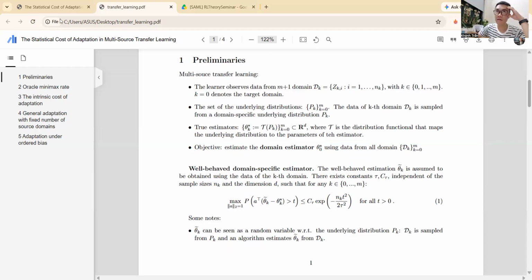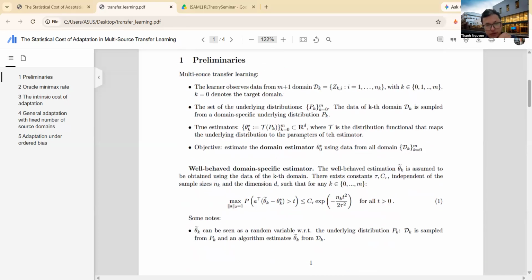Right. Transfer learning in general means that you have data in one domain and you want to transfer the knowledge of that domain to another domain, called the target domain. So you have source domains and a target domain, and you want to take advantage of the data from the source domains to have a better estimator for the target domain. Okay, thank you.